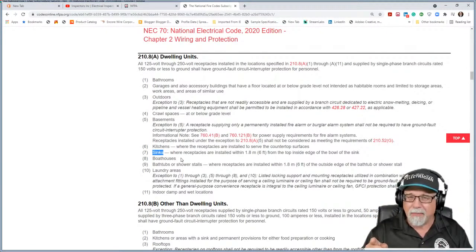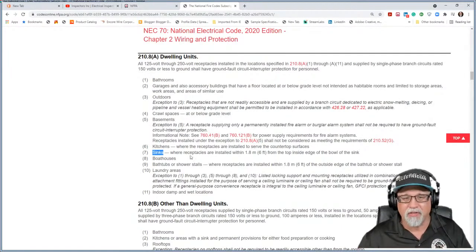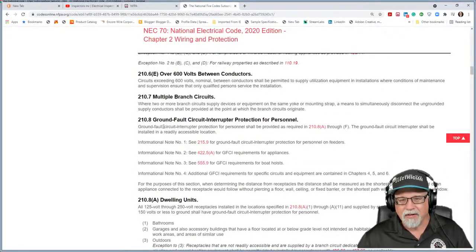It's going to need to have GFCI protection, even though it's in the bedroom. Okay, it's all about the measurement. And you're going to see how you measure it. That's up here in the requirements for the measurements right here.